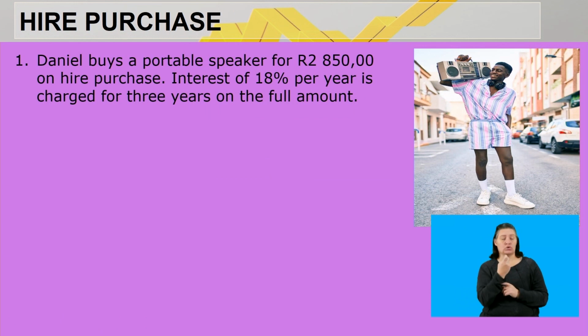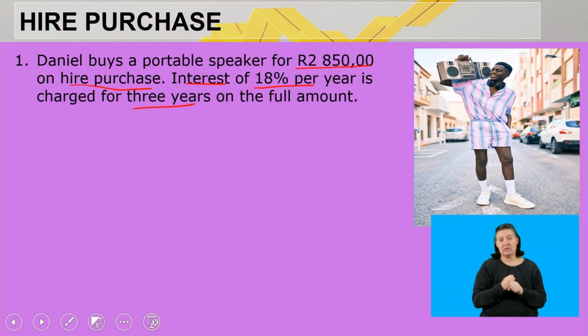Question 1 says: Daniel buys a portable speaker for 2,850 Rand on hire purchase. Interest of 18% per year is charged for 3 years on the full amount. I'm going to underline the important words and figures here. The cost price is 2,850 Rand if you should buy it cash. But remember, it's a hire purchase deal, so interest of 18% per year is charged for a period of 3 years.